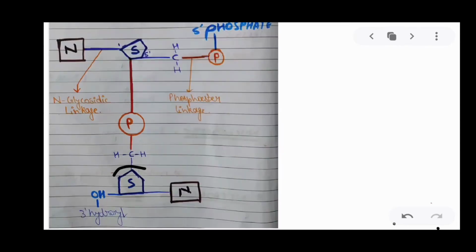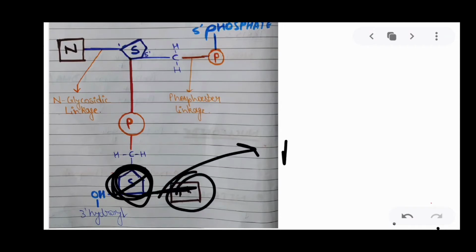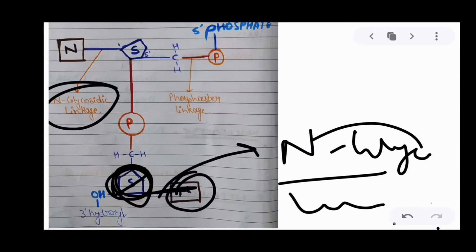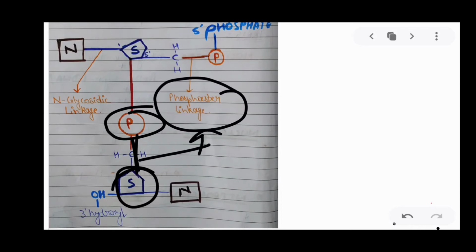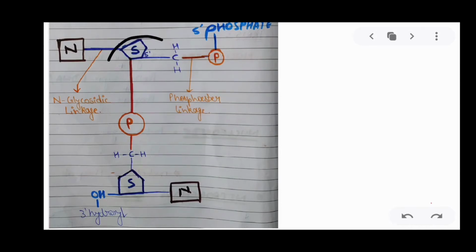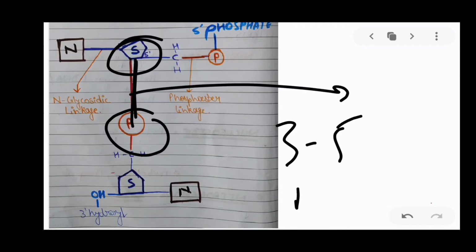So the pentose sugar of one nucleotide and the nitrogenous base of the same nucleotide are linked by the N-glycosidic linkage, this one. The pentose sugar of one nucleotide and the phosphate group of the same nucleotide are linked by the phosphoester linkage. But the pentose sugar of one nucleotide and the phosphate group of the other nucleotide are connected by the 3',5' phosphodiester bond or linkage.